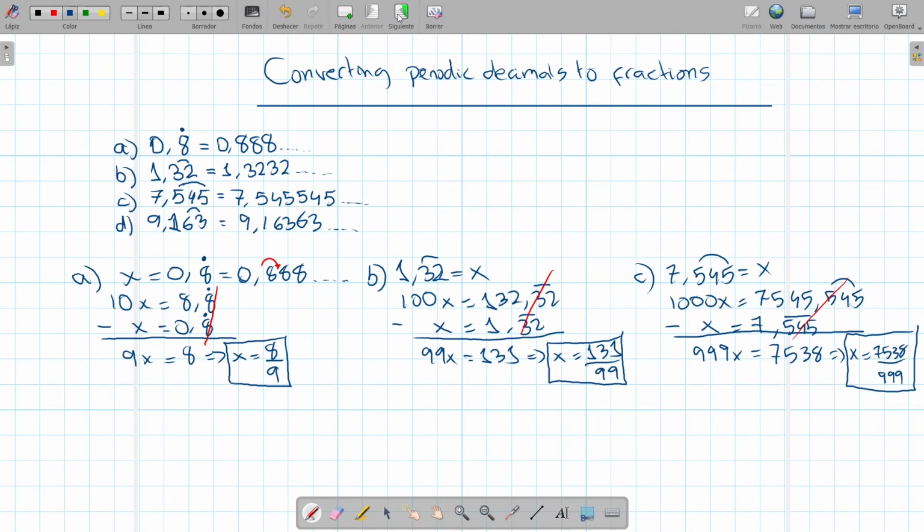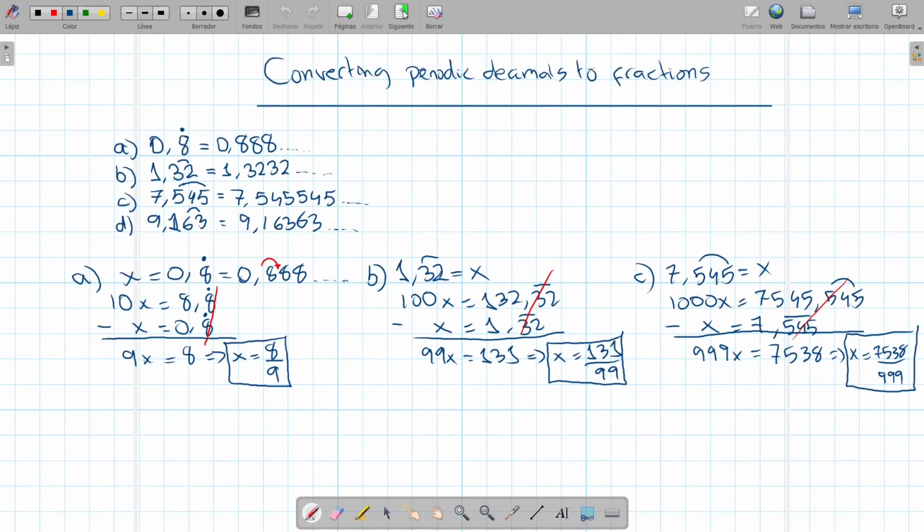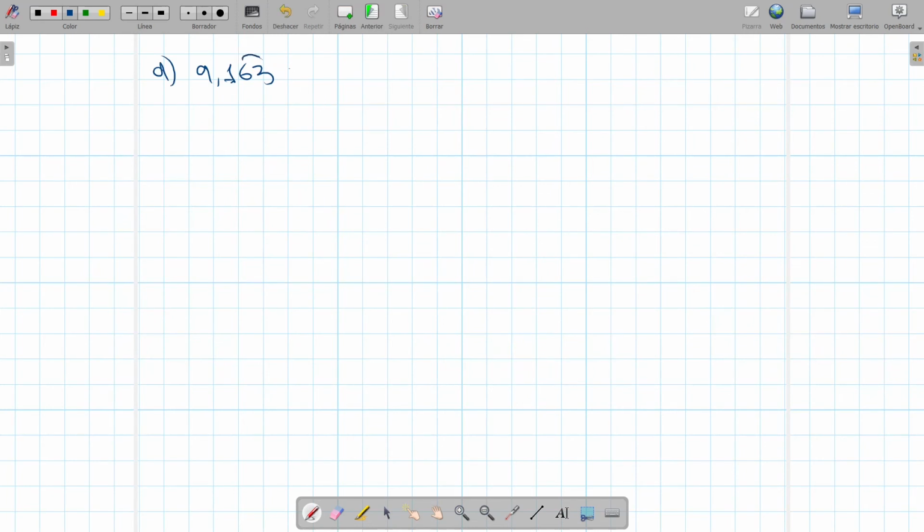Okay, so now we're going to do the third part, which is the interesting one, 9.163, where we only repeat the 63. We're going to call that x as always, but now we're going to multiply again so that we can get the sequence just to the left of the decimal symbol. So it's 1000x equals 9163.63. Okay. And now this is the part that changes.